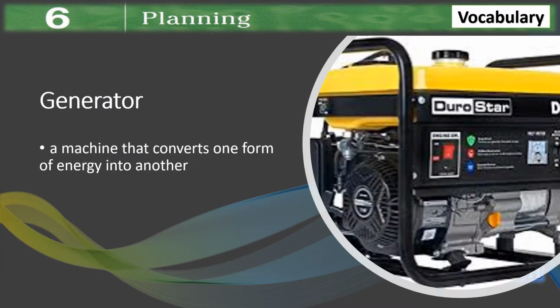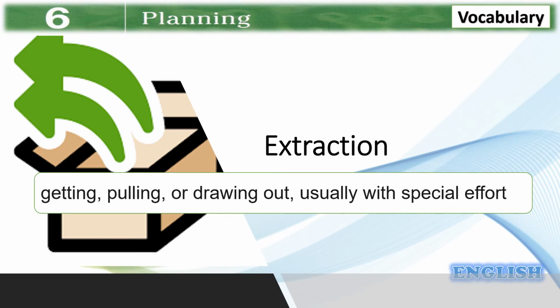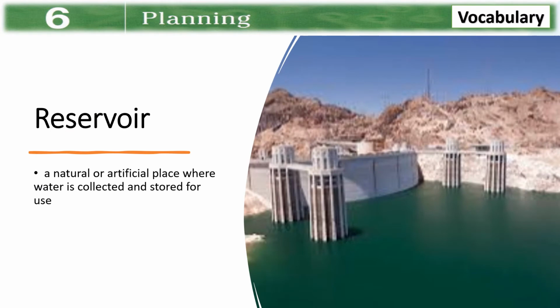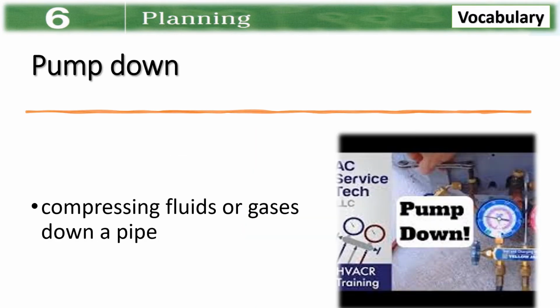Number 4, generator, which is a machine that converts one form of energy into another. Then we have the word extraction, getting, pulling, or drawing out, usually with a special effort. As you can see here, we have the word reservoir, which is a natural or artificial place where water is collected and stored for use. And finally, we have the word pump down, which means compressing fluids or gases down a pipe.